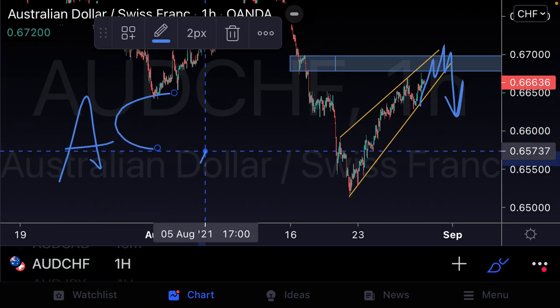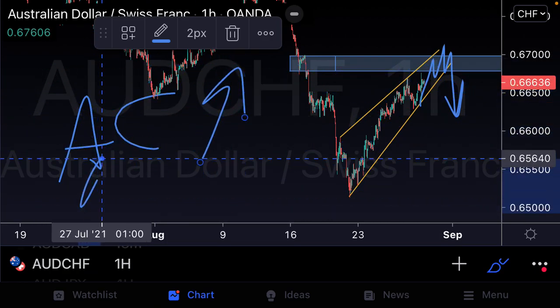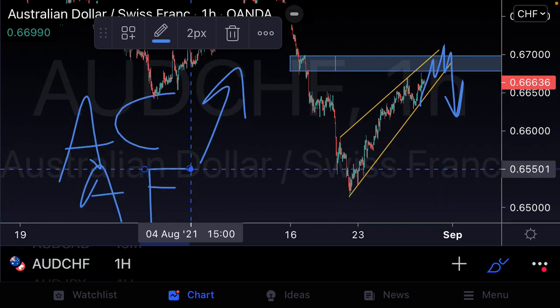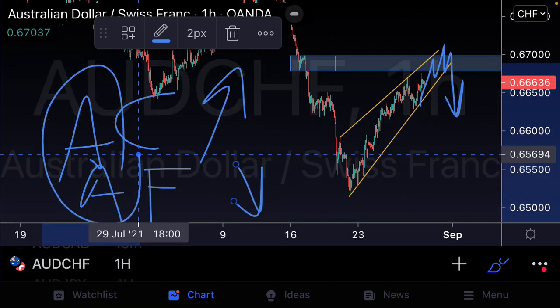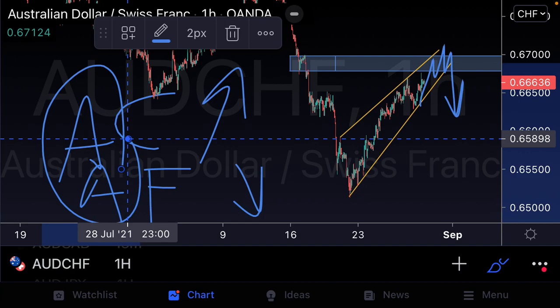Once we're into this area, guys, we're going to be looking for this reversal structure for any potential downside on Aussie Swiss franc. So what we're doing is we're giving ourselves, guys, an opportunity. On Aussie CAD, we're looking for that bullish bias setup.